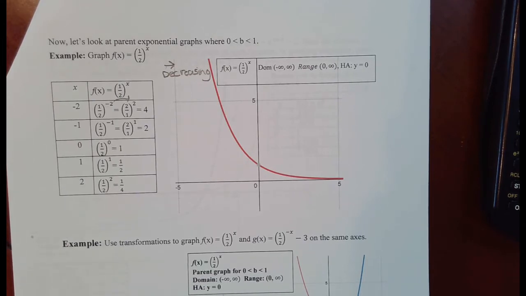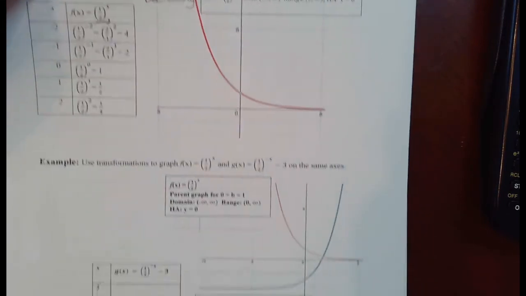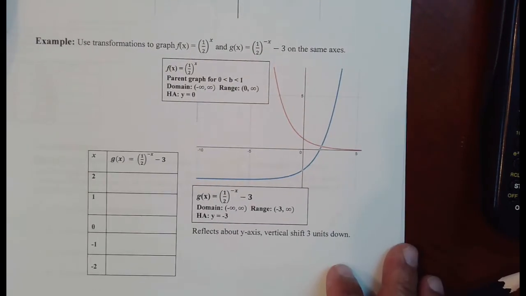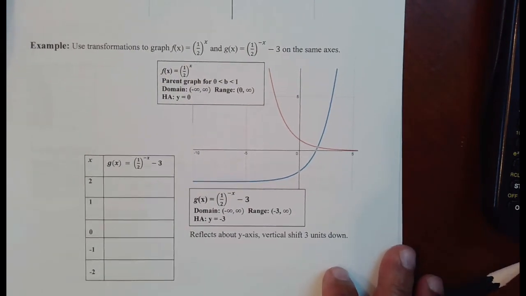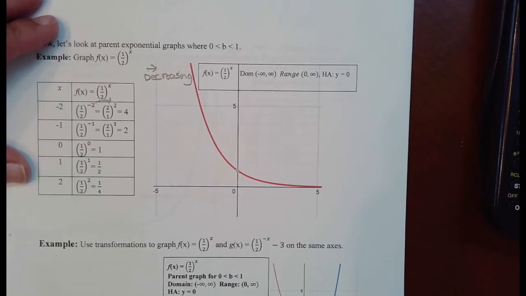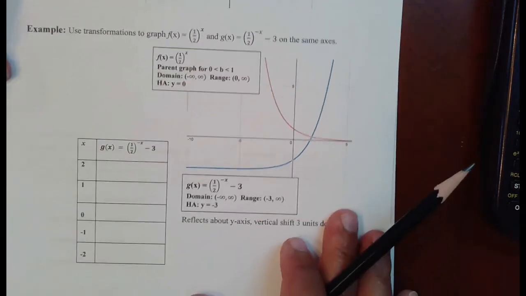And in the next example, I'm going to take that parent graph where the base was a fraction and climbed. It was a decreasing graph, and I'm going to compare it to a graph where I've done a couple of different transformations. Notice in this new graph that I'm also going to place on the same set of axes that I am multiplying the x by -1, and subtracting 3.